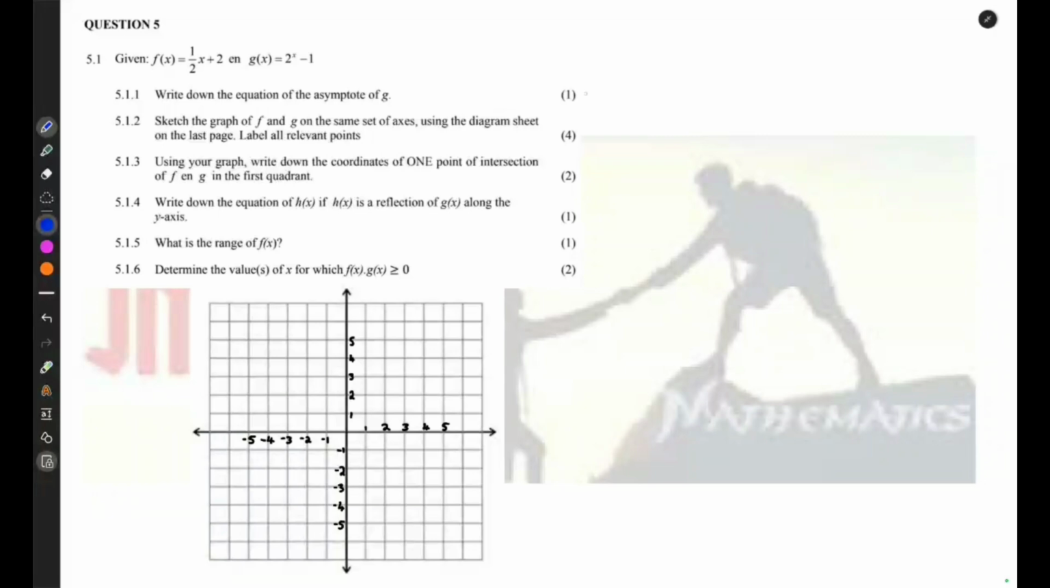Hi, Grade 10s. Let's look at a few function questions. This comes from the 2019 November paper. Now, you can watch previous videos on all the theory of functions, but let's dive into these questions straight away.